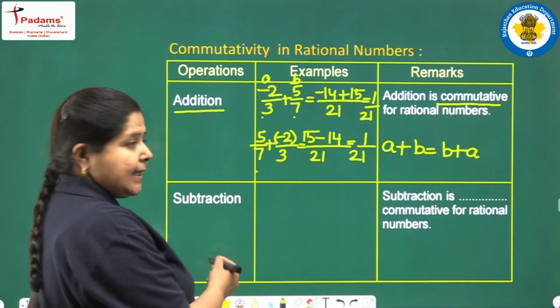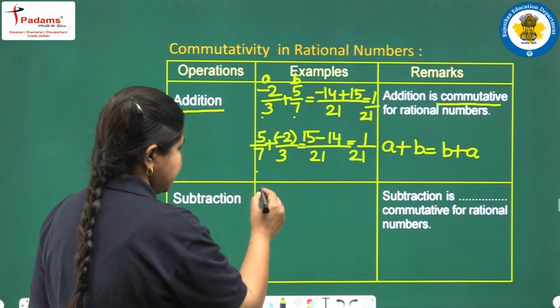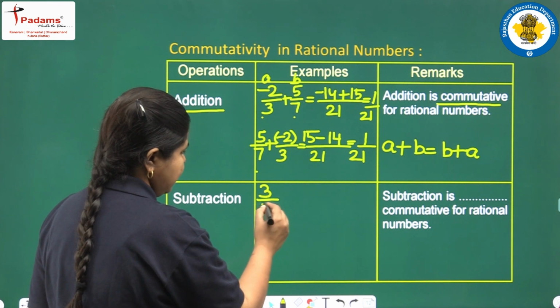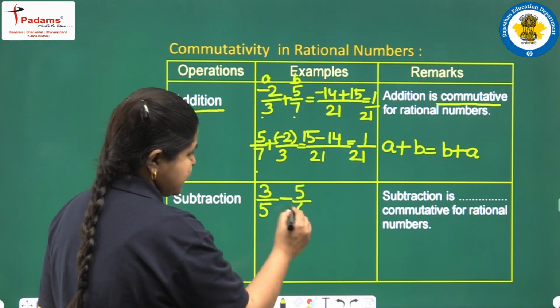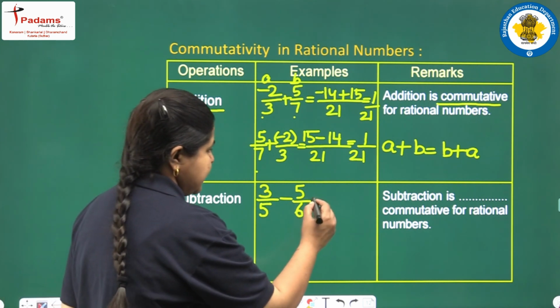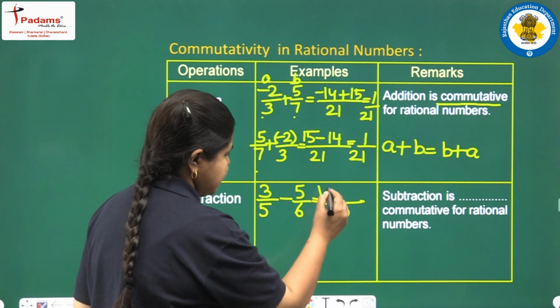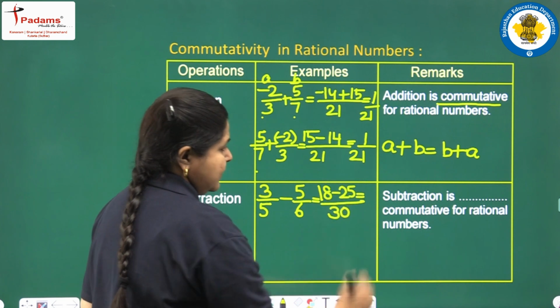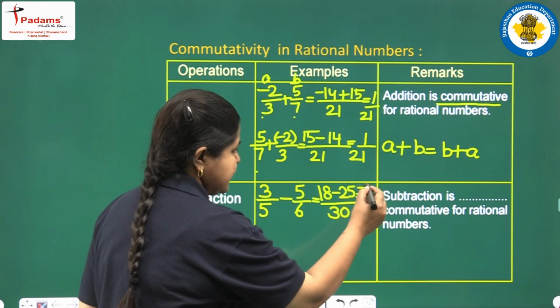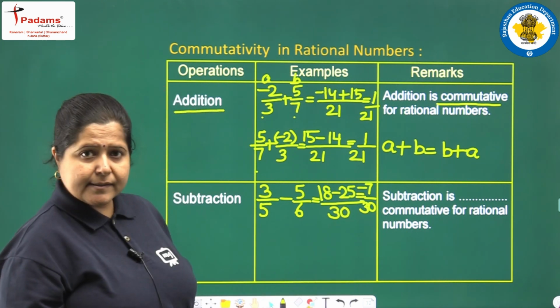Now let us see subtraction cases also. We take some other example. 3 upon 5 minus 5 upon 6. Let us subtract. 5 6s are 30, 3 6s are 18 minus 25. This gives me minus 7 upon 30 as the answer.